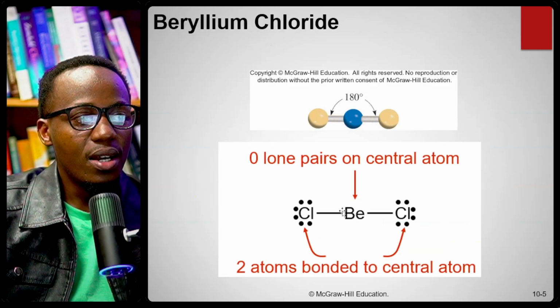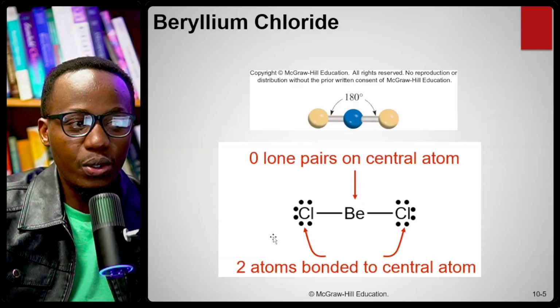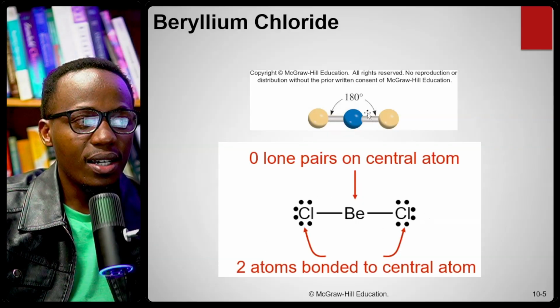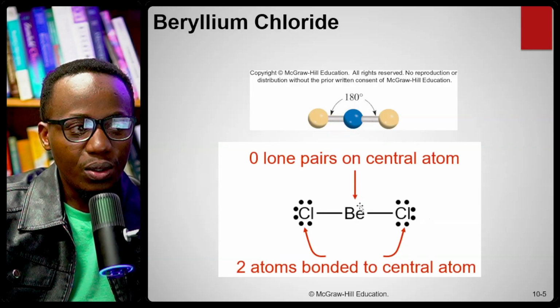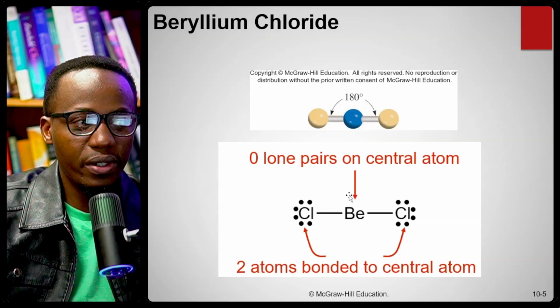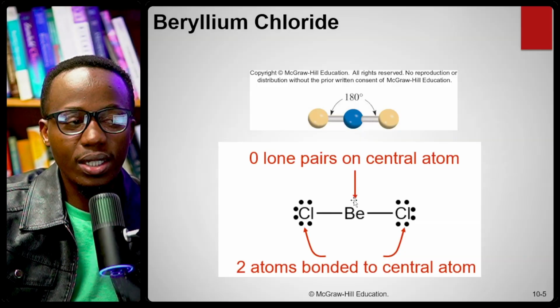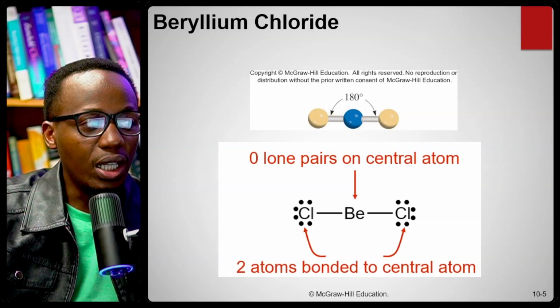So it looks like this, right? Let's say you have barium, you have chlorine on either side. If you have something in the middle with no pairs of electrons, and then you have two things on the side, it's called linear, right?